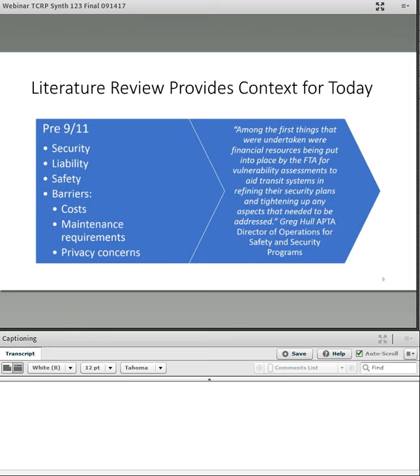So anyway, 9/11 happens, as we all know, and it changed our world. And as Greg Hull, the Director of Operations and Safety and Security Programs at APTA, said, within a couple of days, among the first things undertaken were financial resources being put into place by the FTA for vulnerability assessments to aid transit systems in refining their security plans and tightening up any aspects that needed to be addressed.